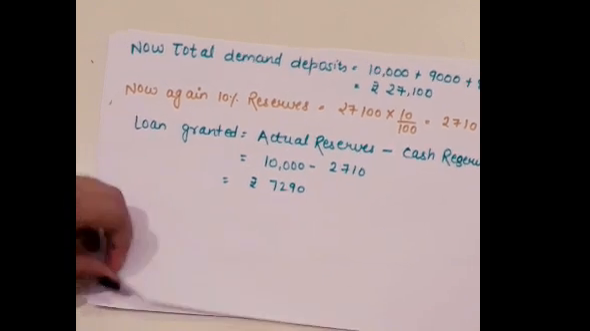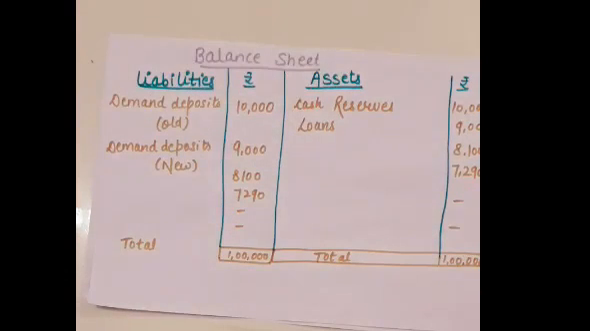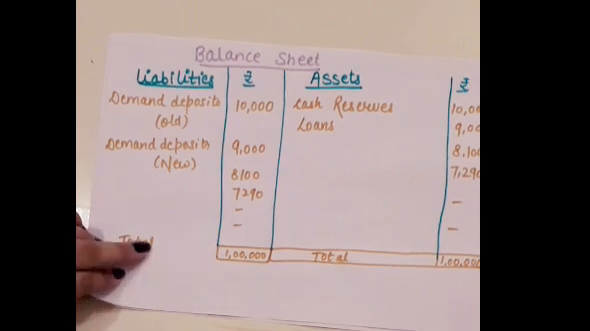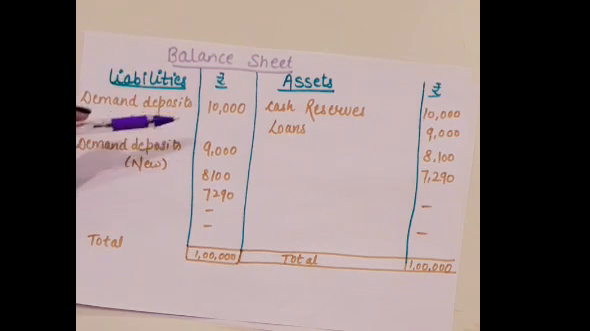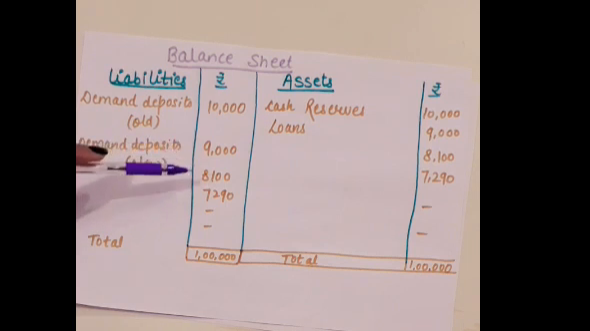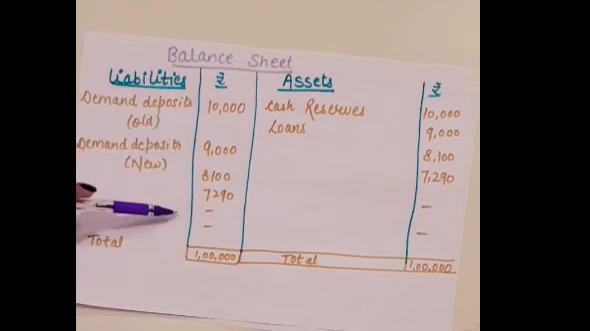Clear with this? Okay. So if we place them in our balance sheet, the structure will look like this. Liabilities: initial demand deposit, old demand deposit 10,000, new demand deposit 9,000, and then 10% is deducted, we got 8,100. 10% deducted, we got 7,290. So these are all the liabilities. Asset side: cash reserves 10,000, loan amount granted 9,000. Same figure will flow in the asset side also, liability side also. Same figure will flow and total will be 1 lakh and 1 lakh.